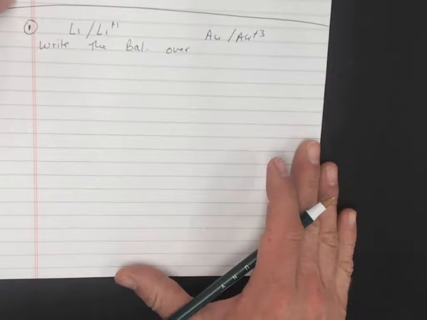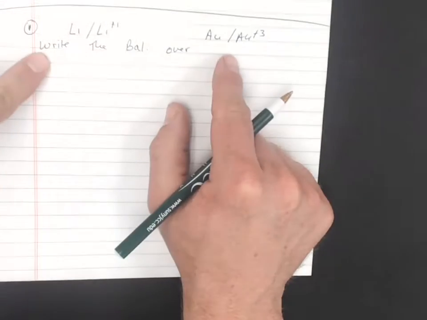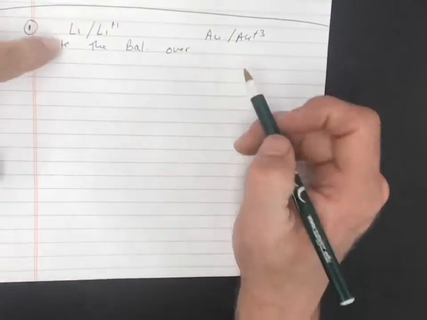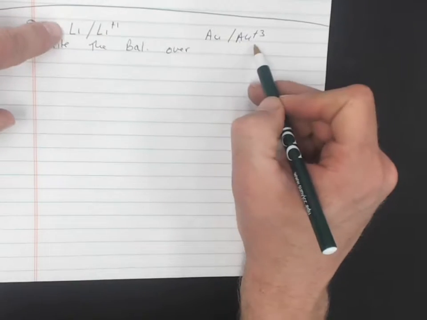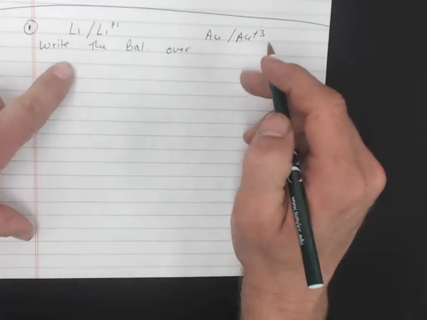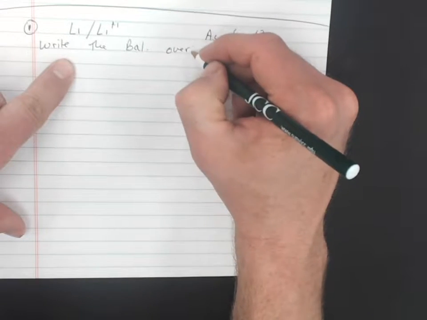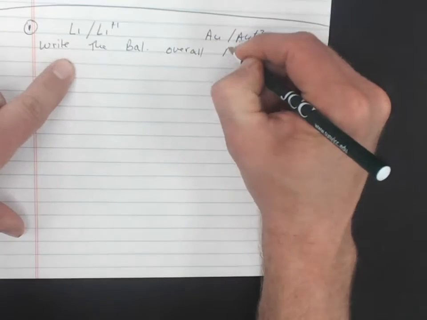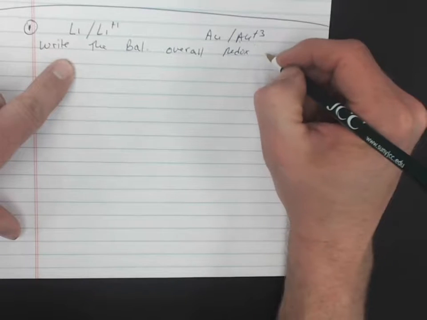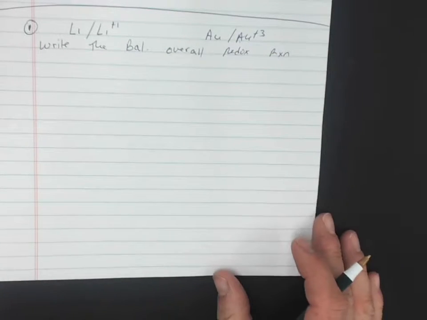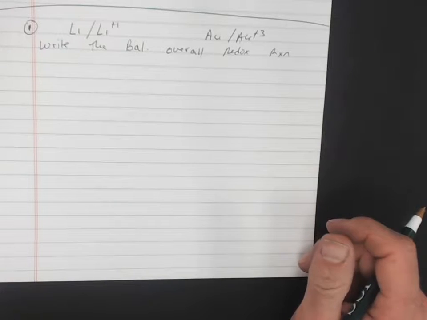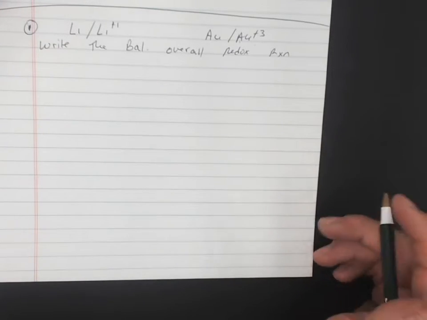So let's say that for this problem, I want you to write the overall reaction, and I give you basically a metal and a metal ion, another metal and another metal ion, lithium and gold. And I want you to write the balanced overall redox reaction. To do so, we obviously need to use table J, and you have to remember that you have to conserve both mass and charge when you do this.